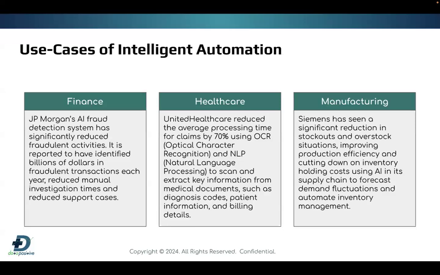Huge benefit there because, man, I don't know what the biggest healthcare policy document is, or the most difficult-to-read claim, but that's hard. And a 70% reduction in processing time is ginormous. Again, technical term. And then finally, last but not least, manufacturing.